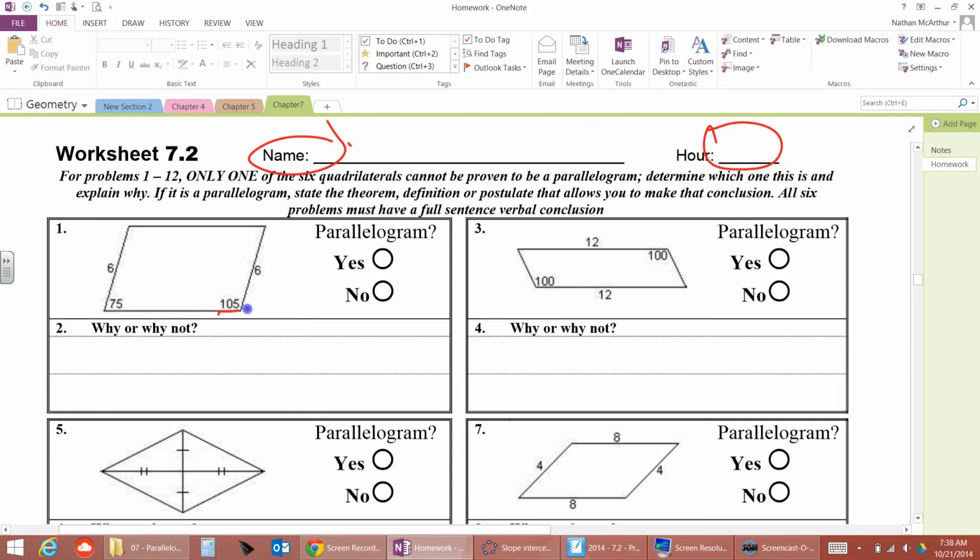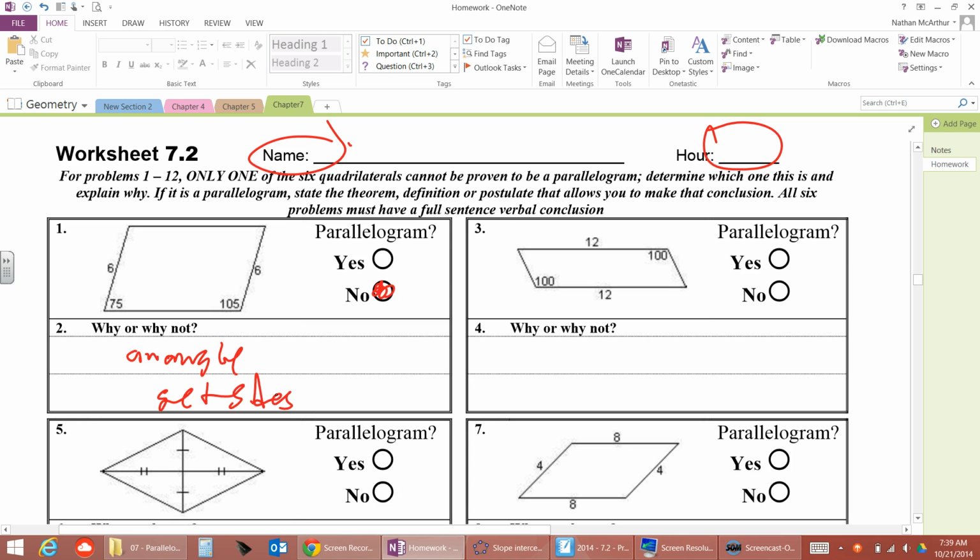Well, I know I've got that these angles here are consecutive and add to 180, but I don't have both consecutive angles. So I can't use consecutive angles add to 180, darn it. And I have opposite sides are congruent, but I don't have both sets of opposite sides. So personally, I would look at this and say, no, it's not, because I don't have enough information. I'm missing an angle, or I'm missing a set of sides.